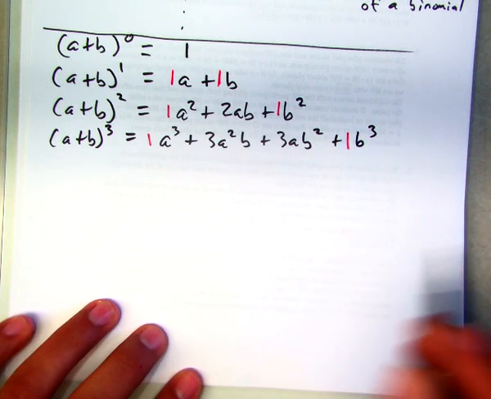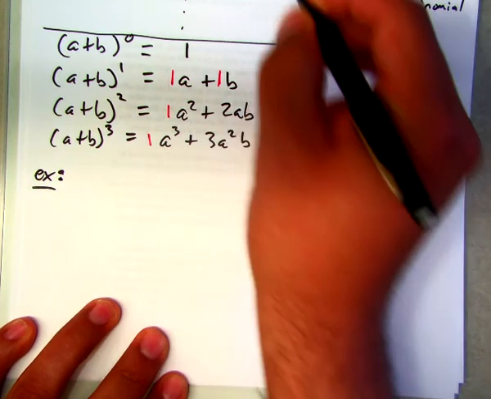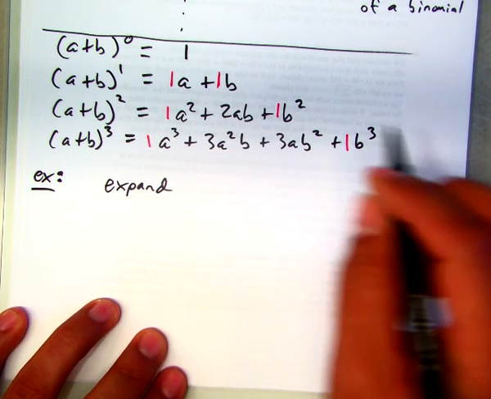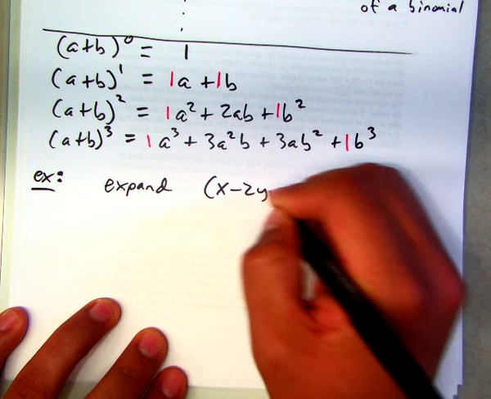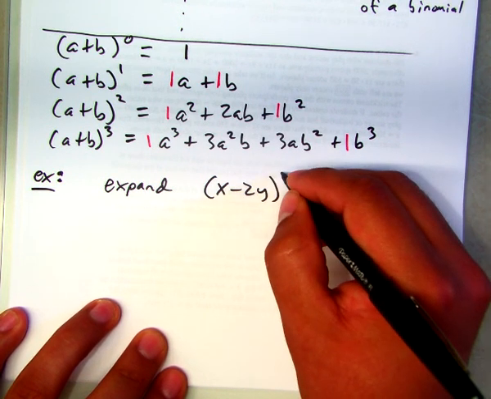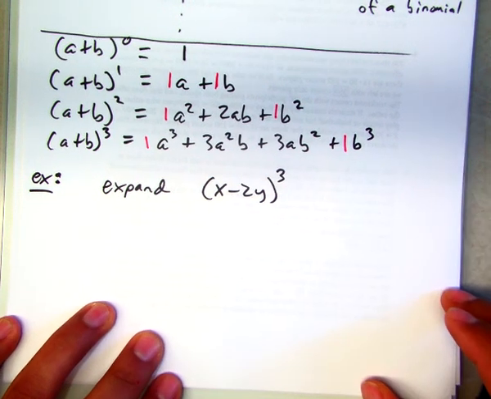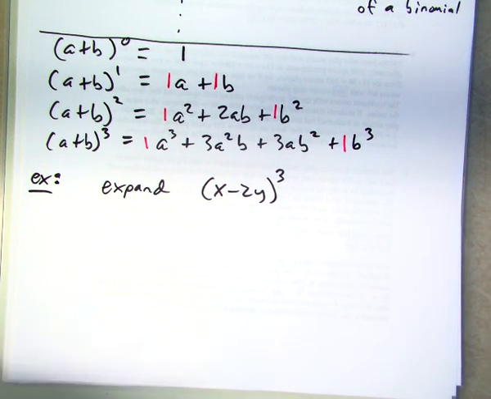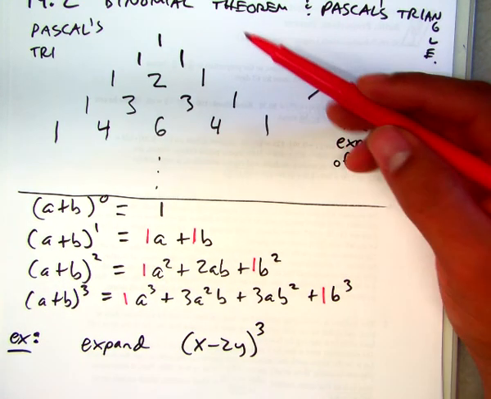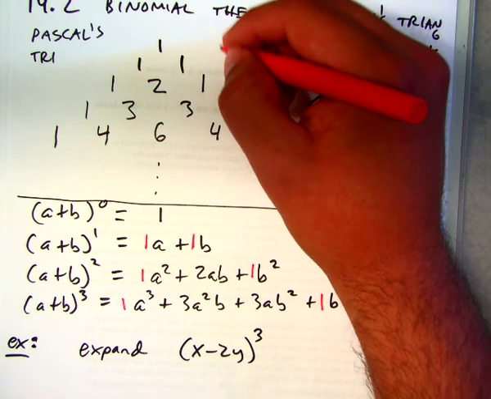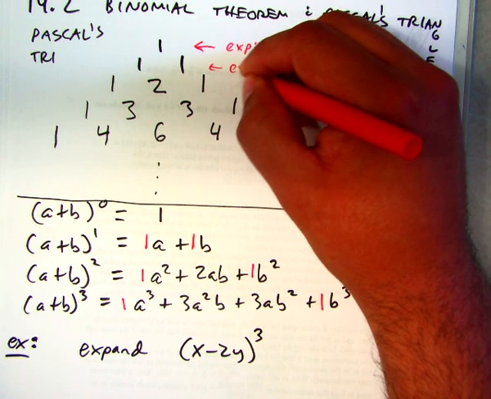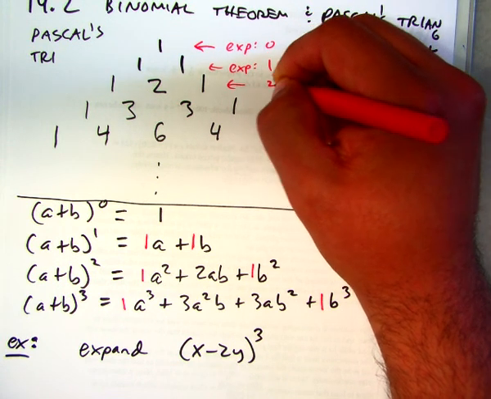Yep. All right. So here's an example of how to use the triangle. Let's go ahead and expand x minus 2y to the third power. And it might be helpful to go back and label the triangle again. This applied to what exponent? 0. This applied to an exponent of 1, 2. Do you guys see what I'm saying here?